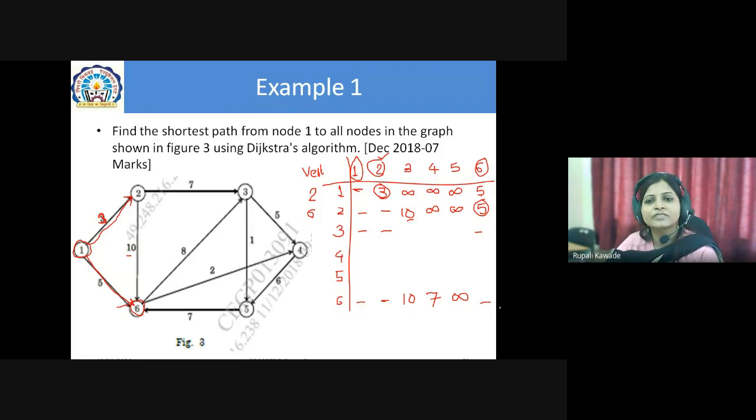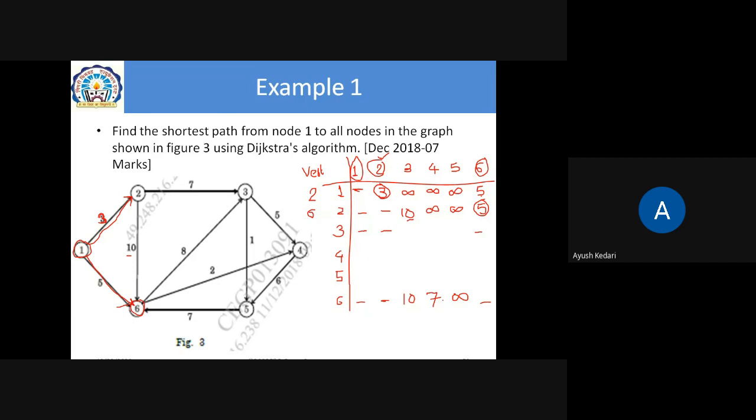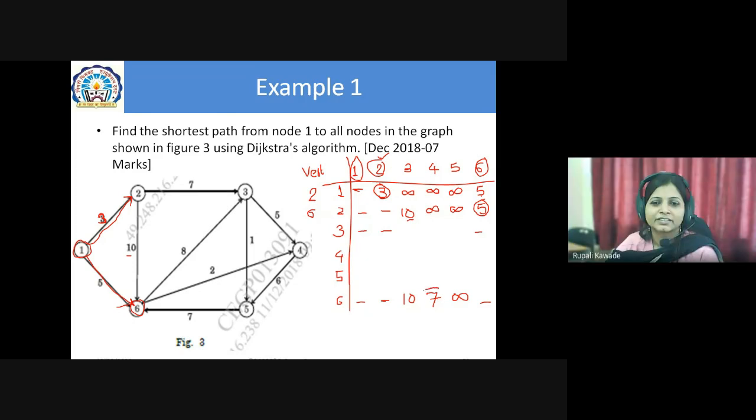Now out of these values, which one will you select? Vertex 4, weight 7. Vertex 4, whose distance will be 7. So 2, 6, 4 and its distance is 7. So the next node you can select is 4, right? 4, this one, and the distance will be 7.